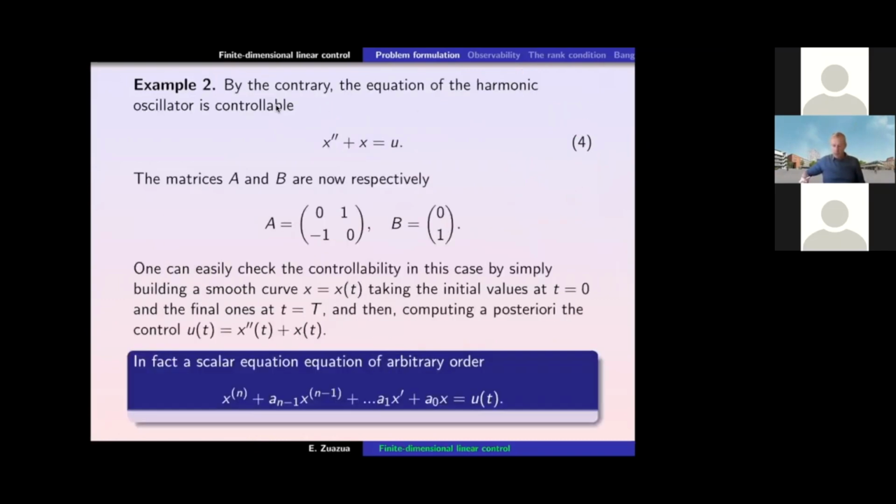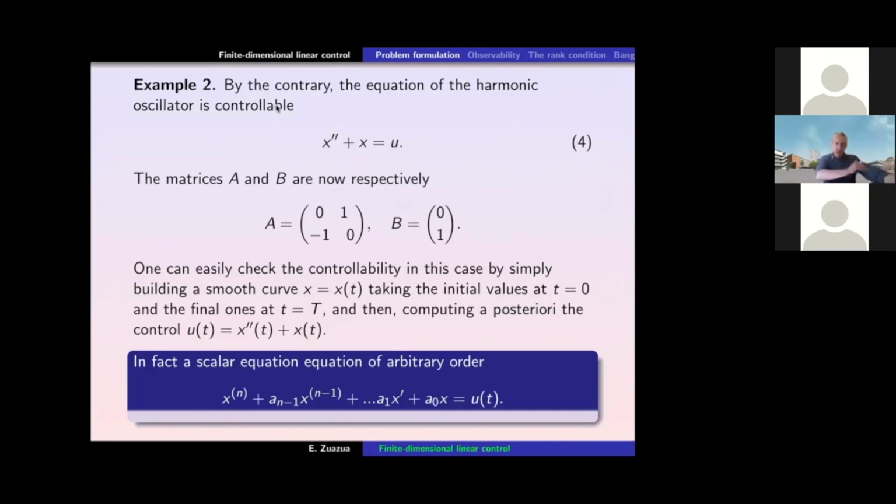Okay, so now let's look at a different case. Let's look at the harmonic oscillator. This is a second order in time equation. As you know, this is the linearized equation for a pendulum, which is now being controlled by a force. You will say, well, in principle, this doesn't fit into the context of the A-B systems I am considering, because this is second order in time.